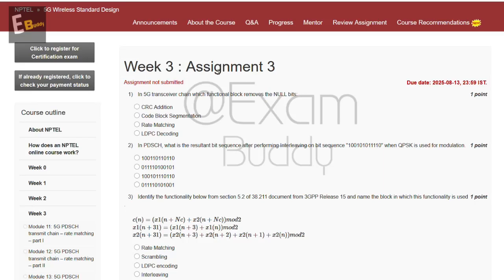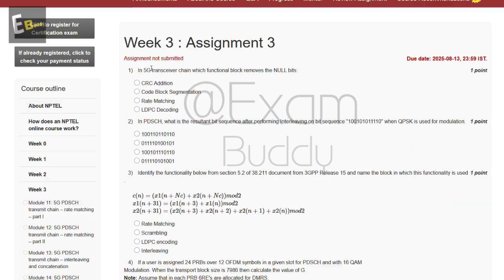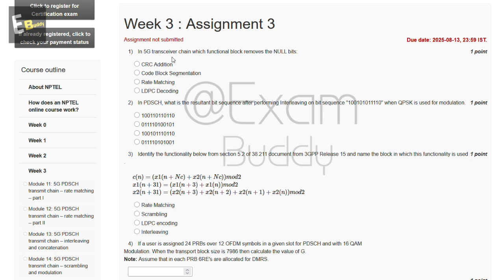Now let's do our assignment, 5G Wireless Standard Design, week 3 assignment 3. So the first question is: in a 5G transceiver chain, which functional block removes the null bits? The options are CRC addition, code block segmentation, rate matching, LDPC decoding. So the answer of our first question is C, rate matching.